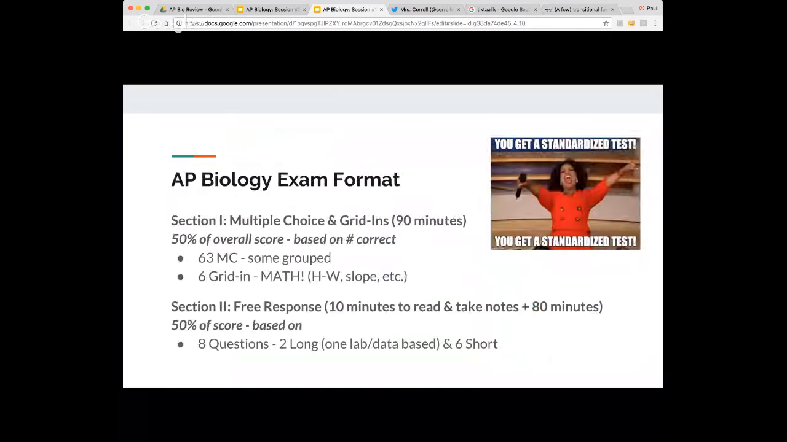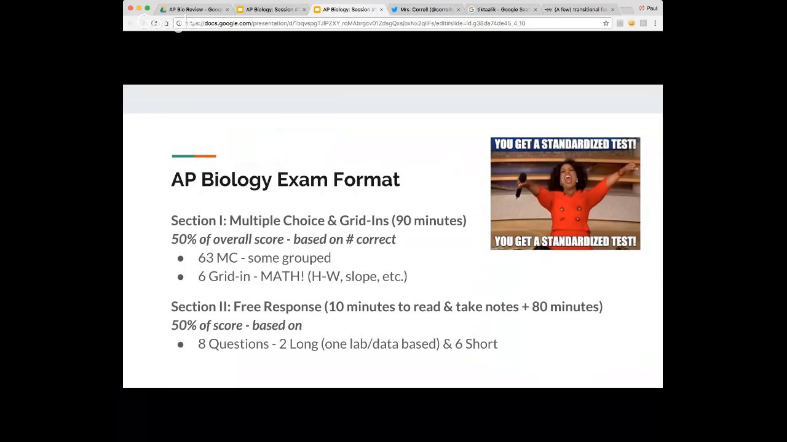So, all right, the AP biology exam is really not a secret. This is nothing that you can't look up on the internet, but just to make everything clear, it's a long test. It's 3 hours long, which is kind of painful. It has 2 parts and each section is 50% of your overall score. So the first section, section 1, is the multiple choice, which is followed by 6 grid-ins. There's 63 multiple choice and you have 90 minutes to do all 69 questions.